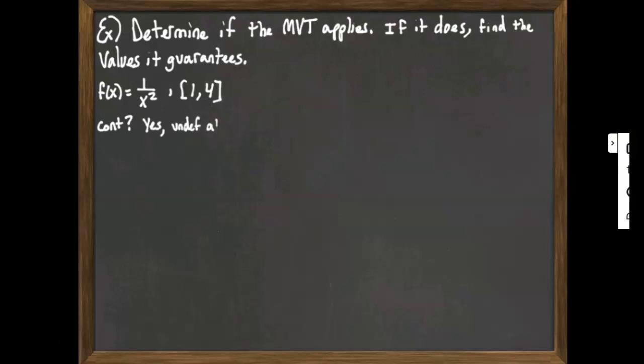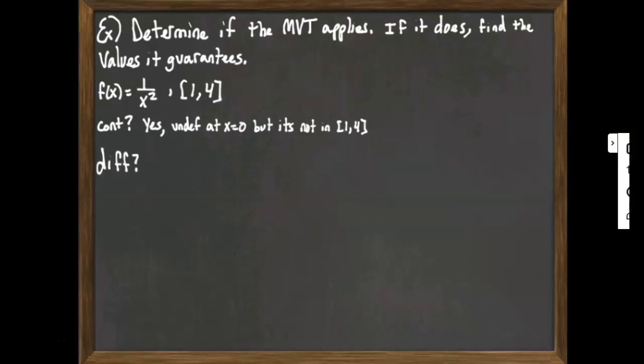However, being undefined at x equals 0 does not affect this problem, because 0 is not in the interval 1, 4. The only place where it would be undefined is at 0. So the only place where it's not continuous is at 0, but 0 is not in the interval 1, 4. And so therefore, yes, for our interval, this thing is continuous.